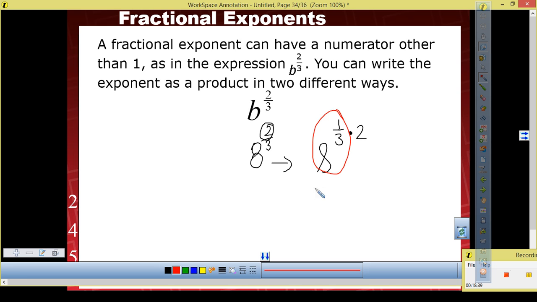Do we know how to do this first? That becomes what? Cube root of 8. And then at the end, we're going to raise that to what power? So what is cube root of 8? 2. 2 to the 2nd power becomes 4.